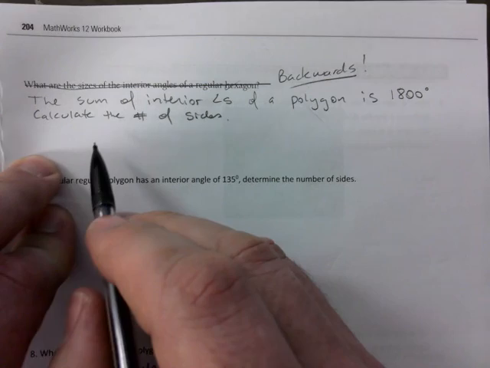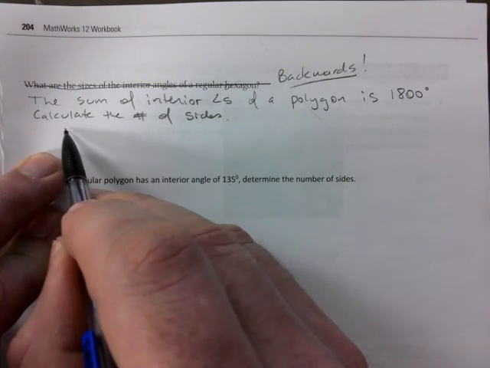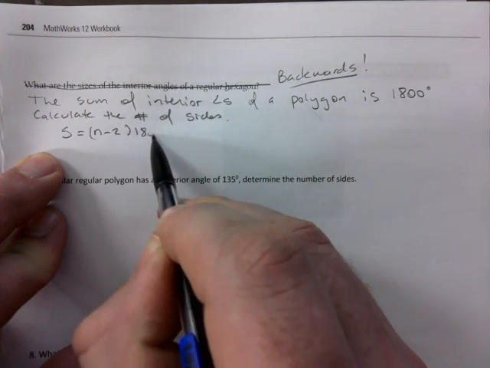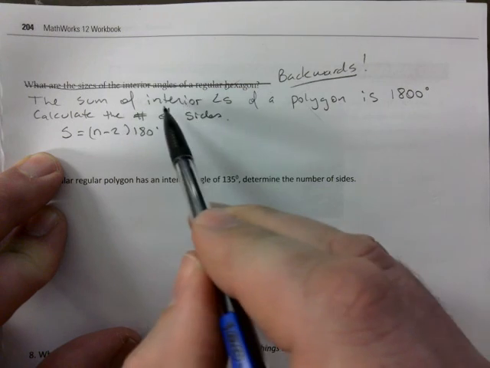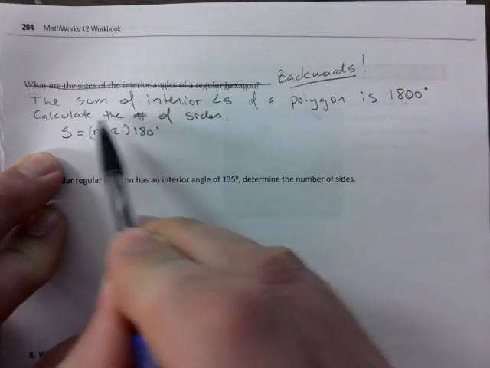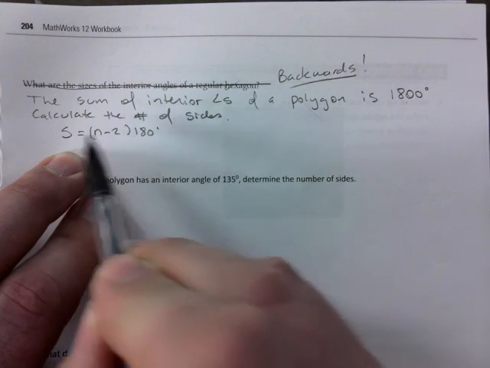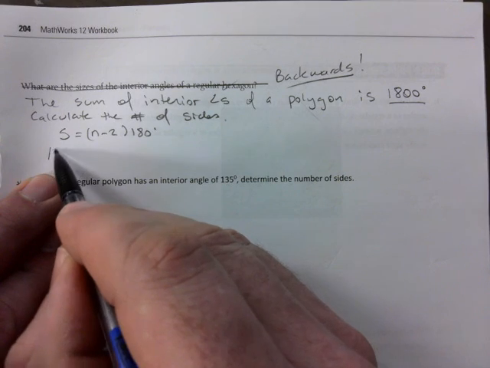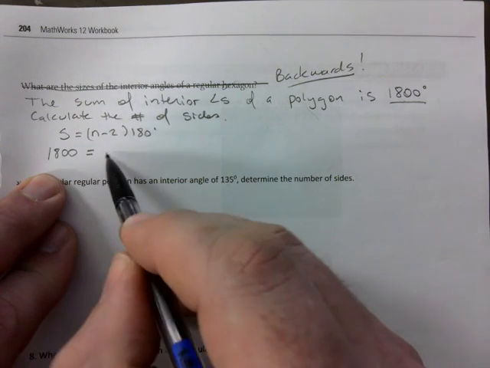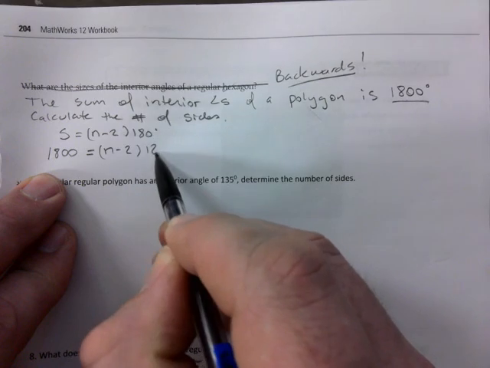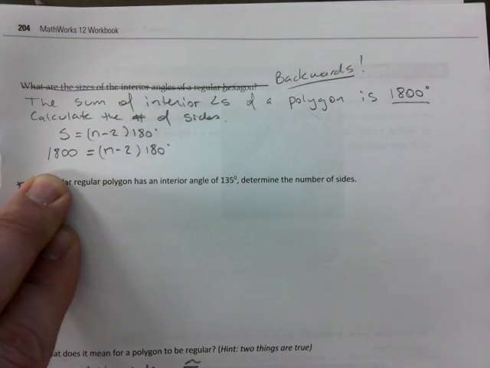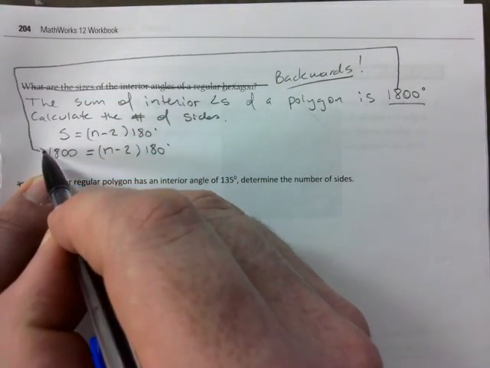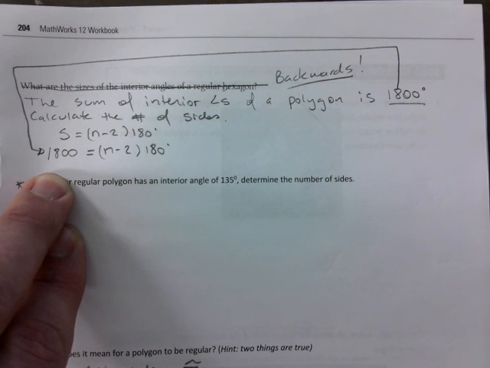But the sum is n minus 2 times 180, correct? We're talking about the sum of interior angles is 1800. Calculate the number of sides. So we need to start with this formula. Let's substitute the 1800 into here. And that is equal to n minus 2 times 180. That would be step 1. Allow me to do this here, arrow, showing what I did.